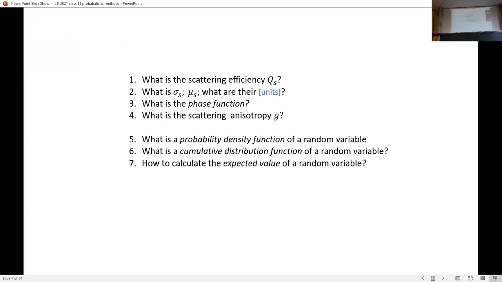Yeah, exactly. And in the case of the efficiency, it is actually expressed as a ratio. So it's really the ratio of the amount of power that is scattered over the power. Then the scattering cross-section and the scattering coefficient. So these, and you also know their units. They were related, of course, to that scattering efficiency.